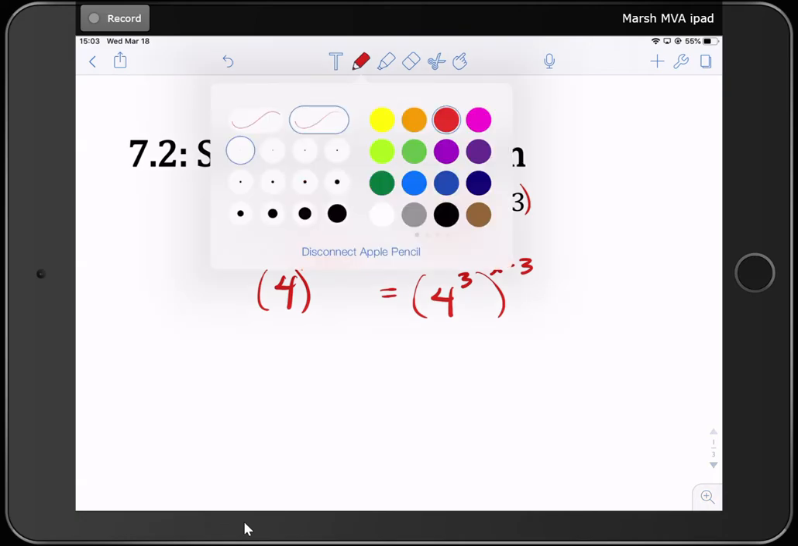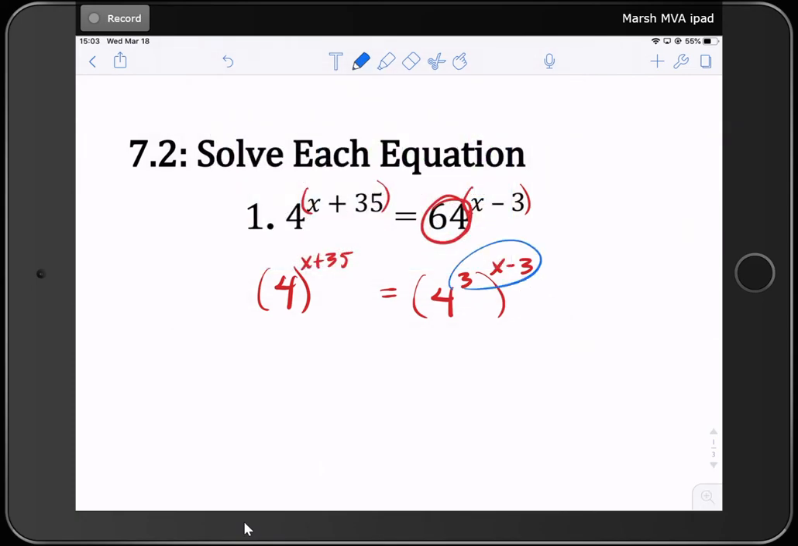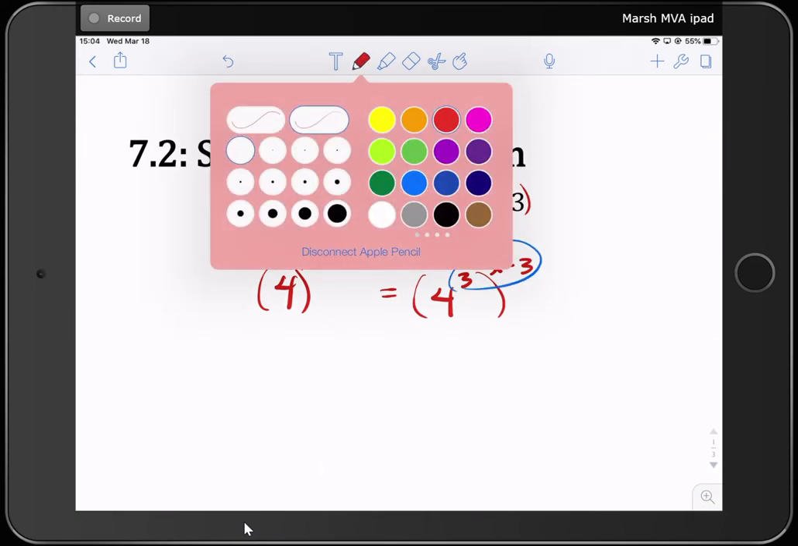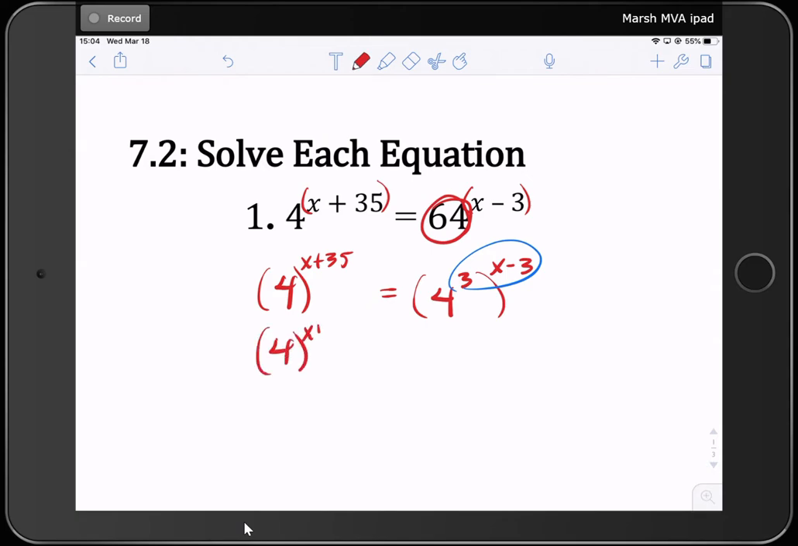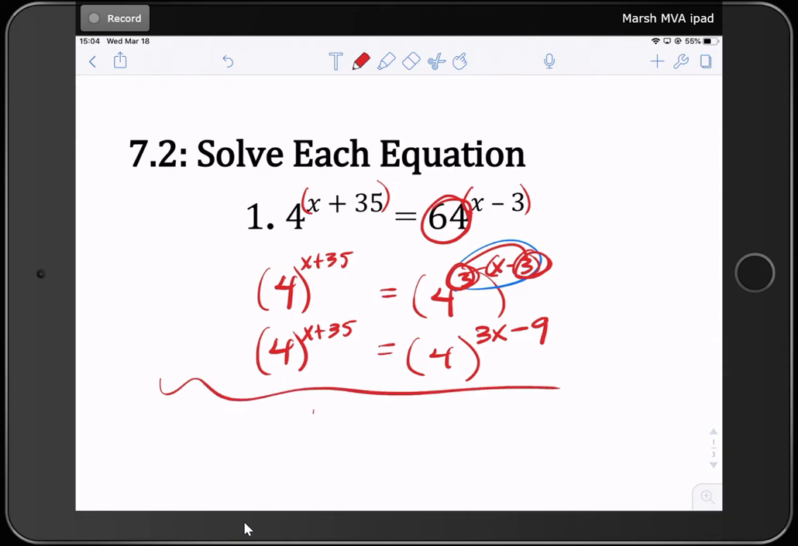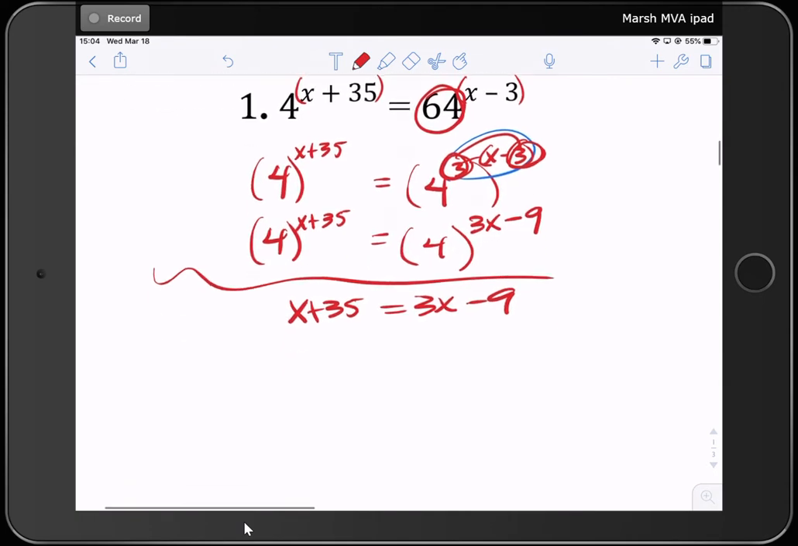And so then what do we do with exponents when we raise one to another one? We multiply them. So this now becomes x plus 35. That doesn't change. This is now going to be 4 raised to the, multiply the 3 into that group right there. That becomes 3x minus 9. Careful with that there. I'm not taking 3 cubed and calling it 27, or 3 plus 3 and calling it 6. I'm multiplying the 3 into this 3 and calling it 9. All right, so now are my bases the same? Yes. Stop. New equation, x plus 35 is equal to 3x minus 9. Okay, now I solve this one.